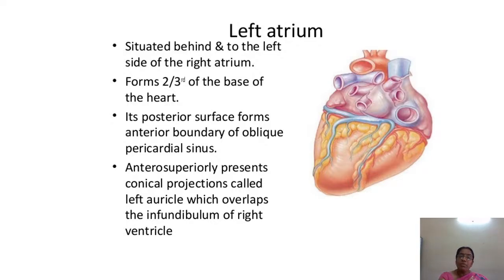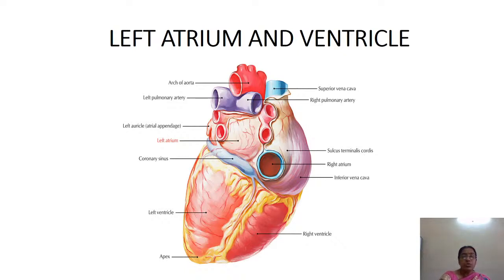First, coming to the situation where it is present. It is situated to the left side of the right atrium. So this is the right atrium, and you are seeing this is the left atrium. Do remember, if you can see the picture, this is from behind. It is not from front. From the front, you can't see the left atrium very clearly.